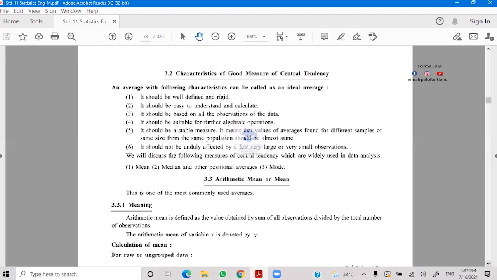It should be a stable measure, means too large or too small value of observation should not affect it. It means that the value of average found for different samples of the same size from the same population should be the same. Population means the total number of units under study. That's chapter 1 concept. If I am talking about the number of students studying in 11th standard in Gujarat board, that is called population. And if from the entire state we take 10% students, the number will come to 50,000. So that is called sample.